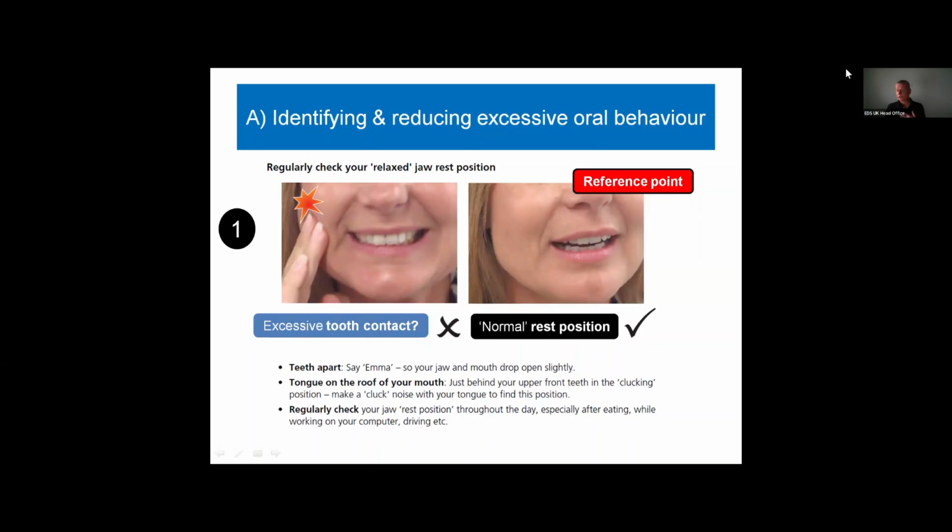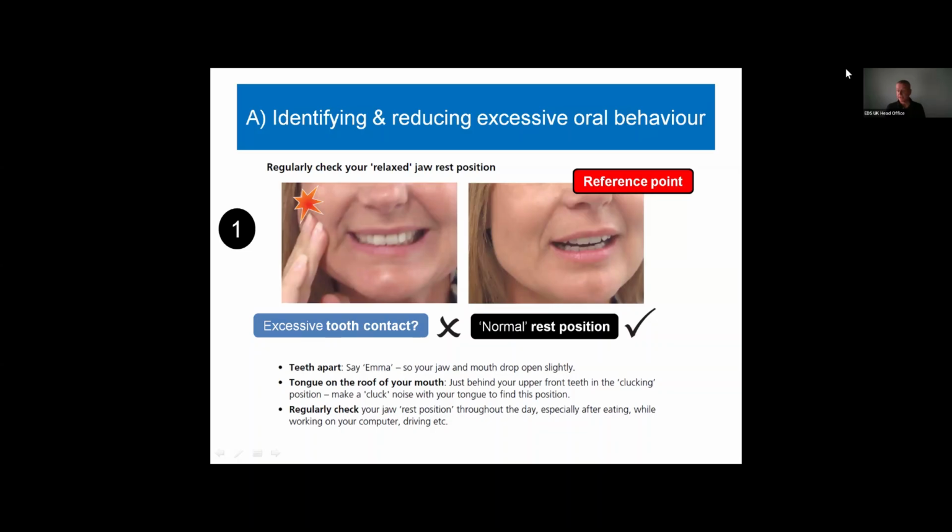If you could look at a young child inside their mouth when they're at rest, their teeth are always slightly apart unless they're doing some sort of activity such as chewing or talking. The tongue is usually on the roof of the mouth, just behind the upper teeth, in what we call the clucking position. So if I make a cluck sound, the tongue usually gently just rests on the roof of the mouth, just behind the top teeth.